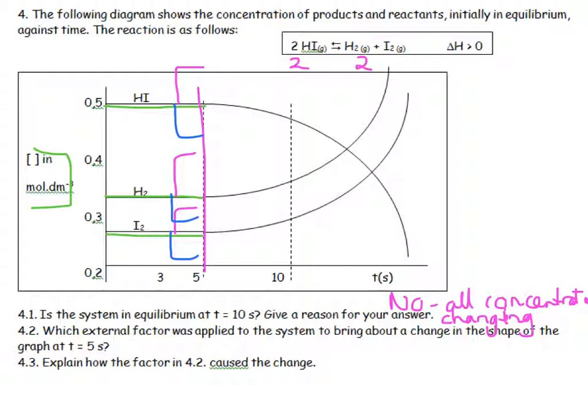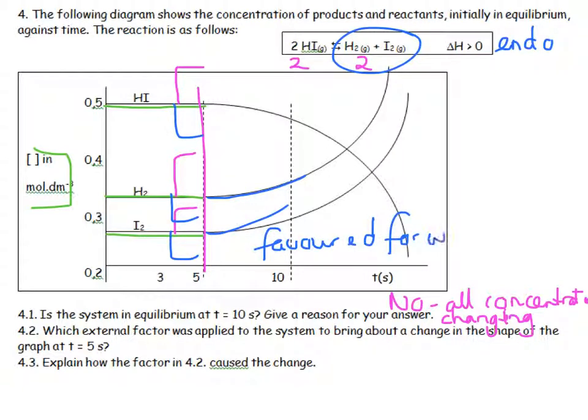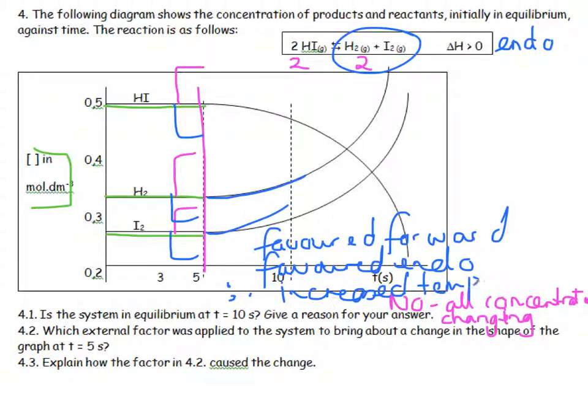This is a delta H greater than zero, this is an endothermic reaction. So if I now favored, up go the products. So I have favored forward. Therefore, I have favored endo. Therefore, I must have increased temperature. Explain how that factor caused the change. I've just done that explanation.